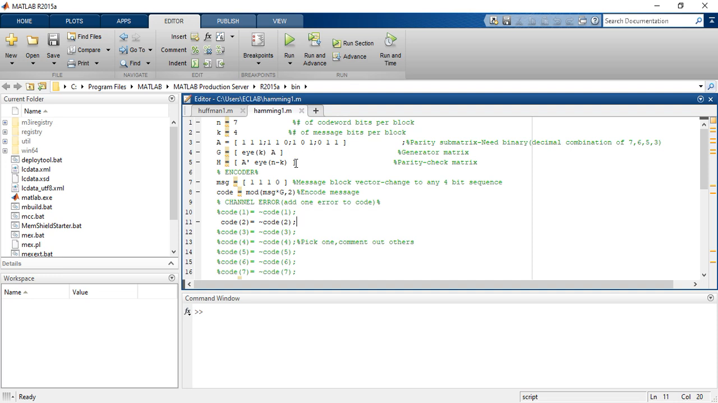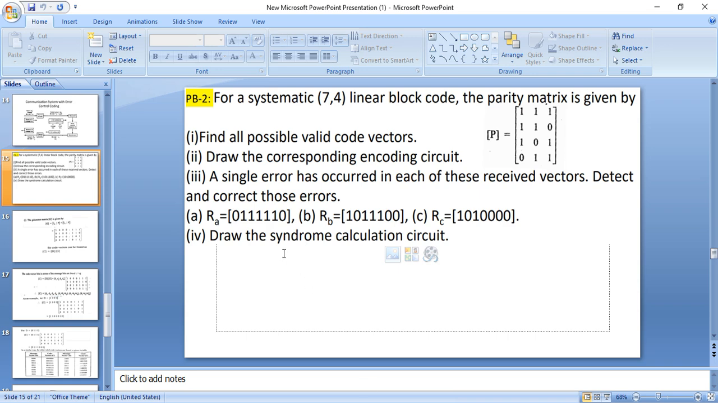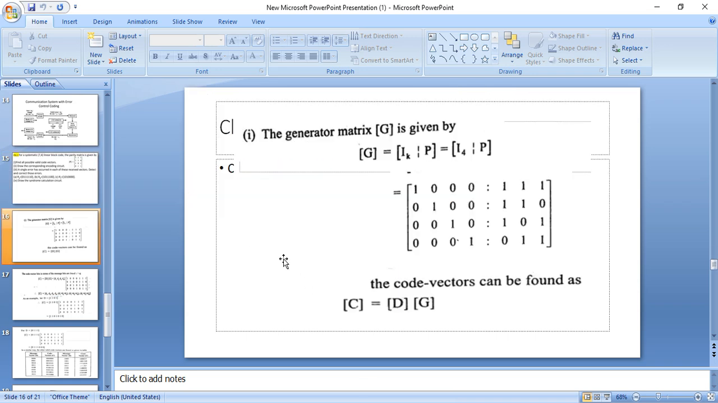So I am explaining what the procedure is in the Hamming code. The first initial step I will explain using this example. The first step, we need to generate the generator matrix to get the code vectors. See what is the formula? D into G. It is a matrix multiplication of the input message bits with the generator matrix. So how to calculate the generator matrix? The generator matrix is calculated by taking the parity matrix along with the unity matrix, or identity matrix.